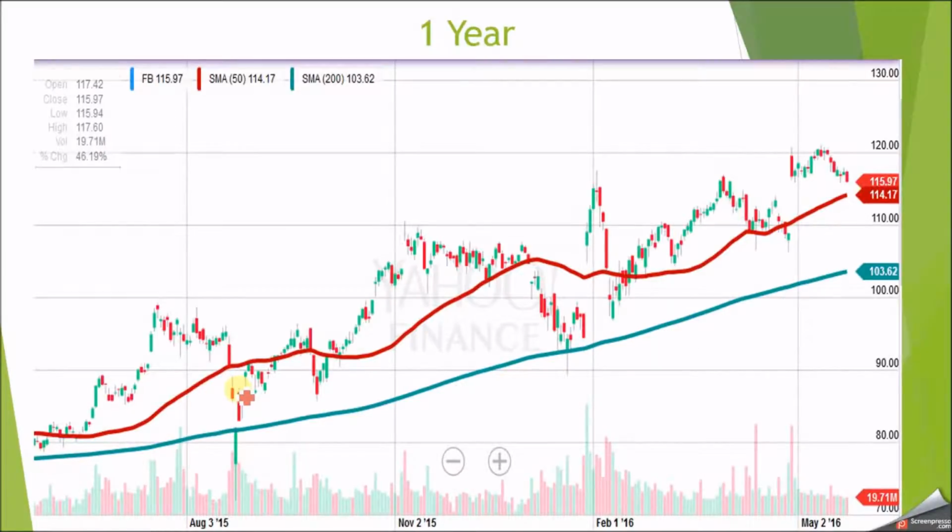So we want to set our stops so that we don't lose any more than 5%. Now we see that the 200-day is a point of support, and then it will bounce off of that 200-day and continue on.